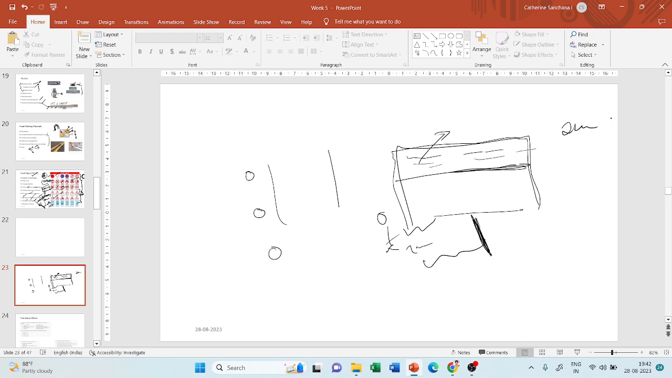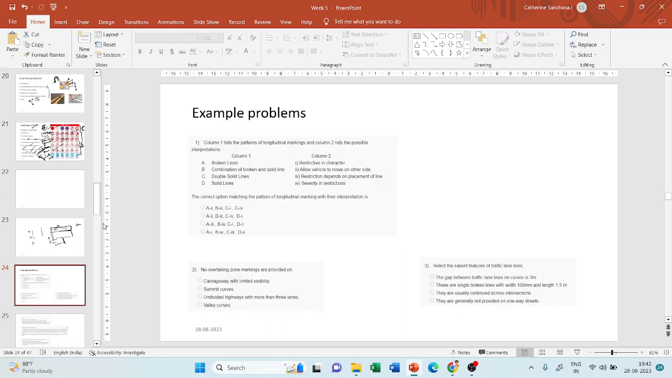So let us move to problems because we are already running late. So first question, column 1 lists the patterns of longitudinal markings and column 2 lists the possible interpretations. So we will try to find out on our own and then we will look into sir's slides. Okay, broken lines.